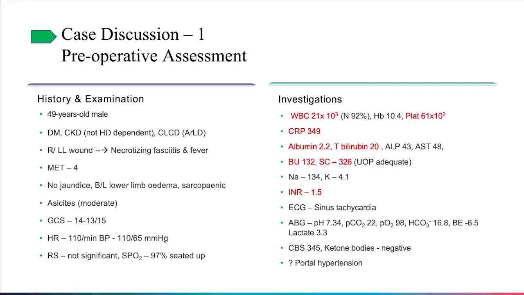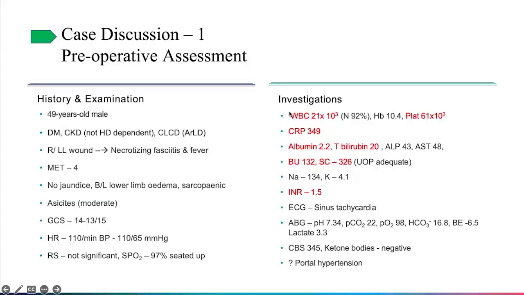The patient's METs were around 4, and he didn't have jaundice, but there was bilateral lower limb edema, and the patient was sarcopenic. Clinically, the patient had ascites. GCS was 13 to 14, and he had a heart rate of 110. He was not on beta blockers, and blood pressure was 110/65. There was no significant finding in the respiratory system, and on-air saturation in the seated up position was 97%.